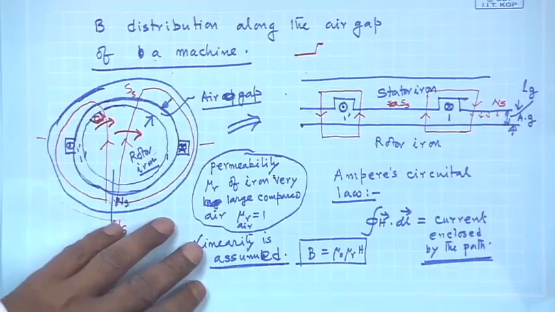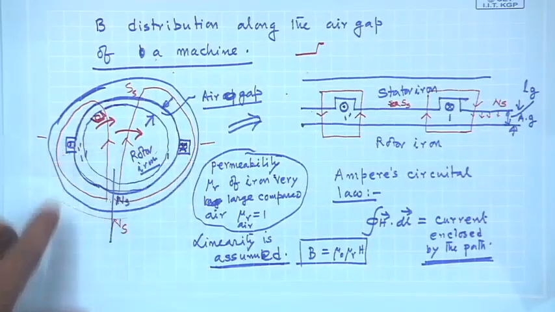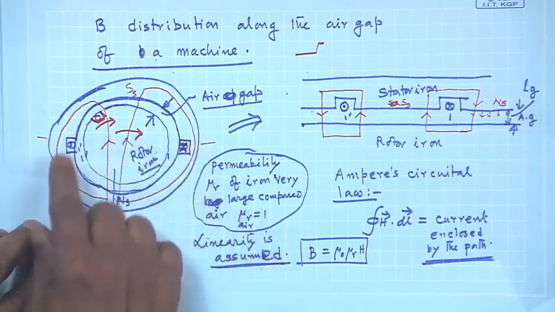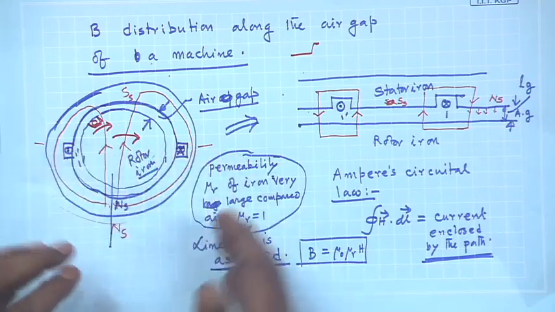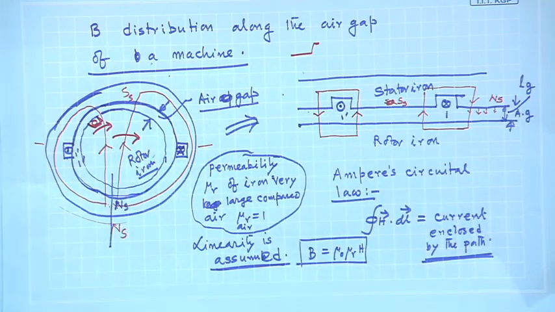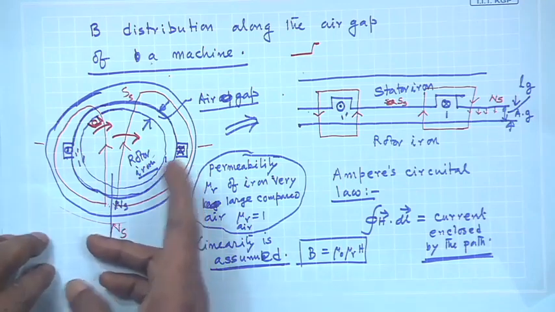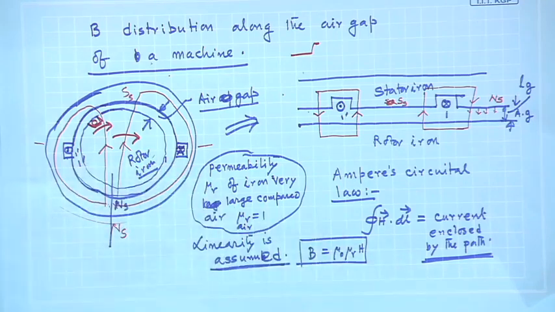We were discussing the B distribution along the air gap of a rotating machine. We considered a single stator coil, if you recall, only a single coil, which can have multiple turns. And if you pass DC current, to draw the MMF, we are assuming we are passing DC current. It will not at all be difficult to sketch the waveform if it is a time varying current. That I will give you hints, very simple.